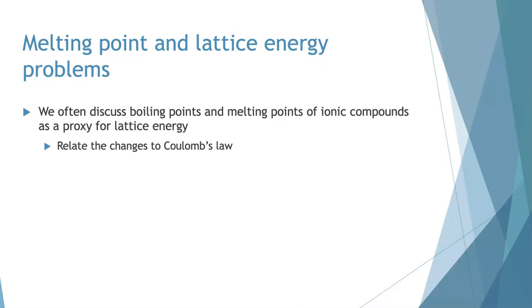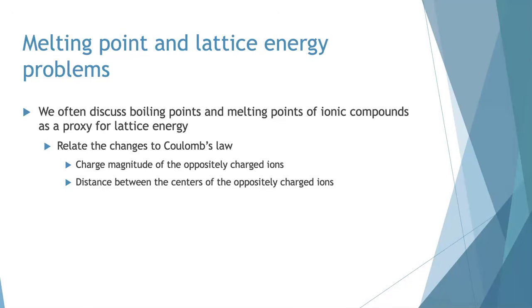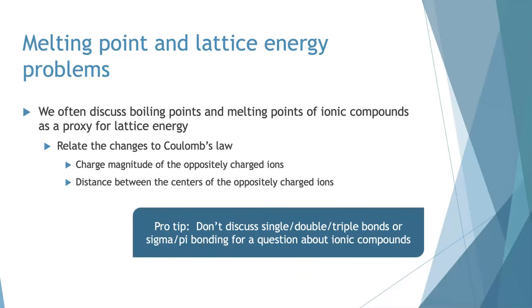And again, we can relate these to Coulomb's law because we have oppositely charged ions that are attracted to each other. The things we want to pay attention to are the charge magnitude of those oppositely charged ions and the distance between the centers of the oppositely charged ions. I do want to remind you, if you are talking about boiling points of ionic compounds or anything about ionic compounds, do not talk about single, double, triple bonds because they're not covalently bonded. And don't talk about sigma and pi bond because, again, it's not relevant for an ionic compound. So stay on track with that.